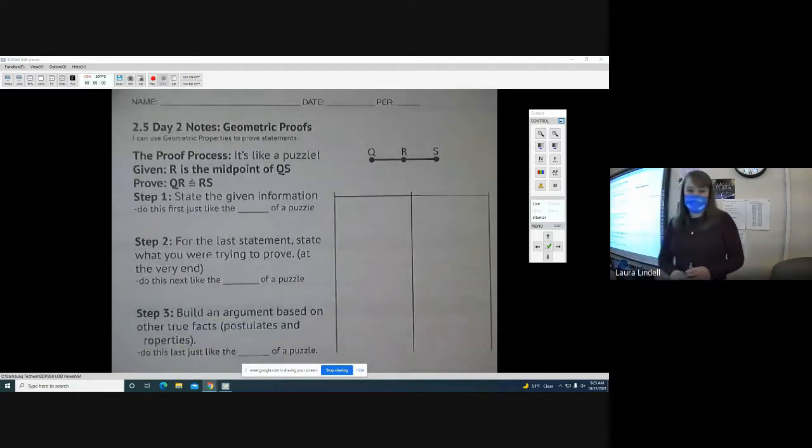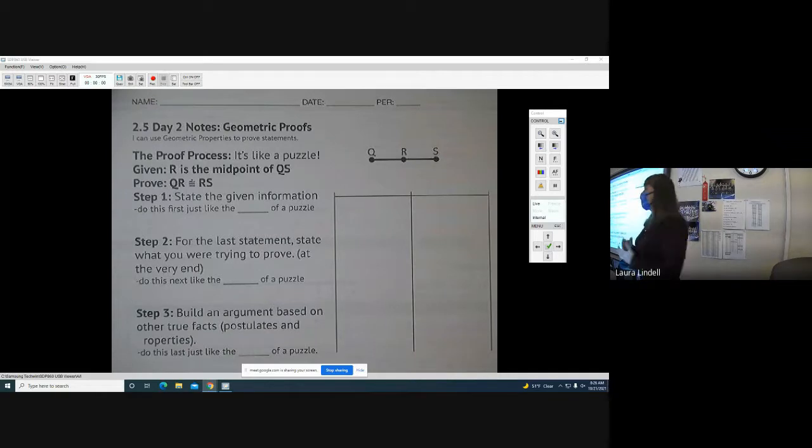So starting off with geometric proofs, we've done algebraic proofs, right? And we've talked about all the properties that we need and definitions in order to do a geometric proof. Now we're going to kind of step our way through our first couple of proofs together. And most of the time, your proofs, just like the ones that we did with algebraic proofs, will be in the fill-in-the-blank format or multiple choice.